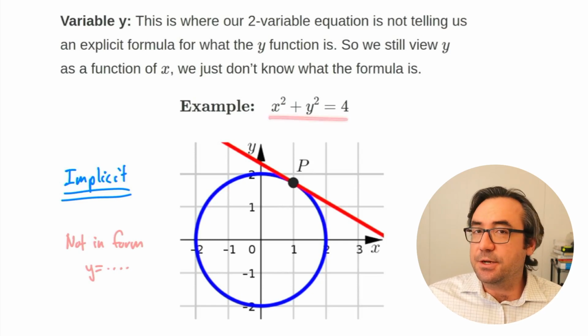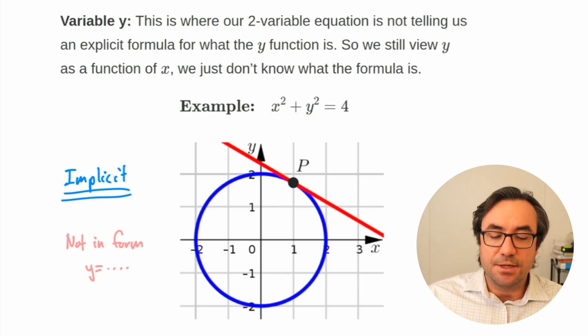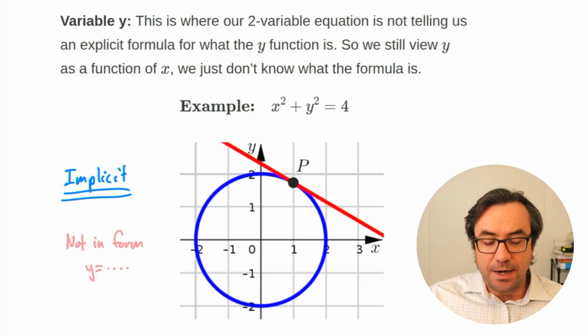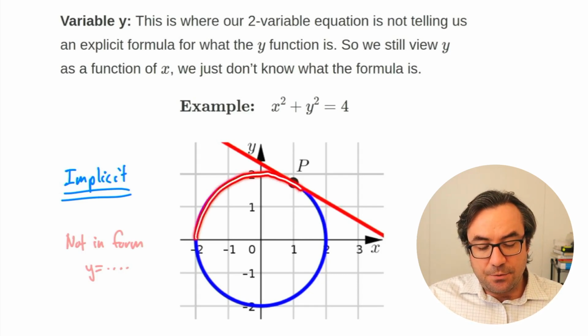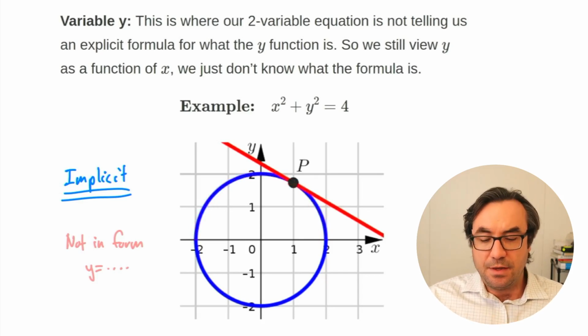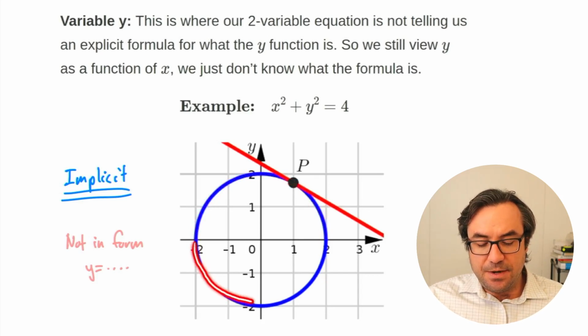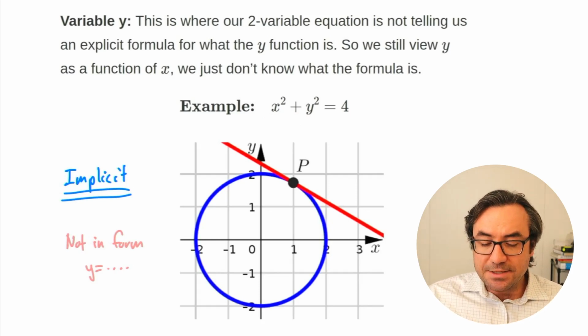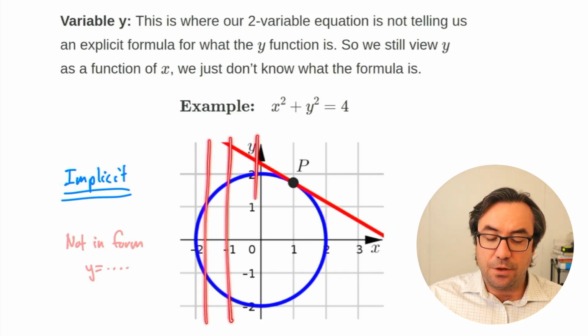Now, sometimes we can actually solve this. Sometimes we can't. In this case, we could try to solve this equation for y. When we do, we get plus or minus the square root of 4 minus x squared. The positive square root would give us the top half of the curve, and the negative square root would give us the bottom half of the curve. So when we deal with equations like this, they don't necessarily have to pass the vertical line test.